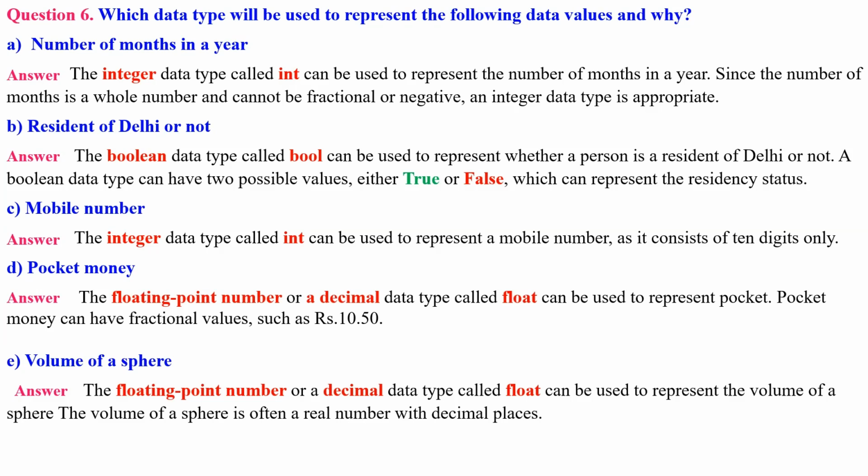D. Pocket money. The floating point number or a decimal data type called float can be used to represent pocket money. Pocket money can have fractional values, such as rupees 10.50. E. Volume of a sphere. The floating point number or a decimal data type called float can be used to represent the volume of a sphere. The volume of a sphere is often a real number with decimal places.